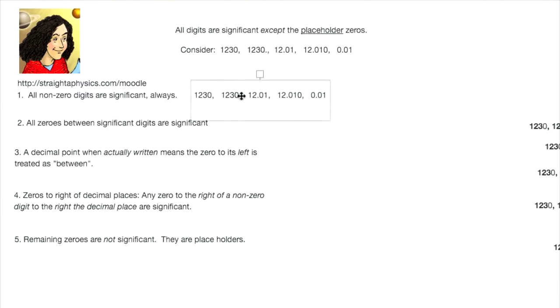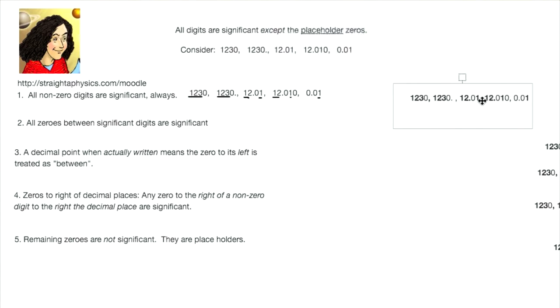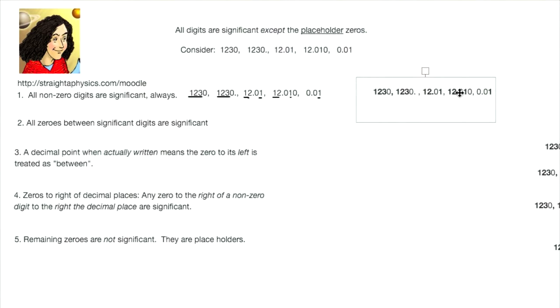So let's start with our value. Here are the numbers that we're going to look at. If we apply the first rule, all non-zero digits are significant. So I have 1, 2, 3, that's significant. I have 1, 2, 3, that's significant. I have 1, 2, and 1. Those are significant. 1, 1. Those are significant. And I have the 1. Those are significant.